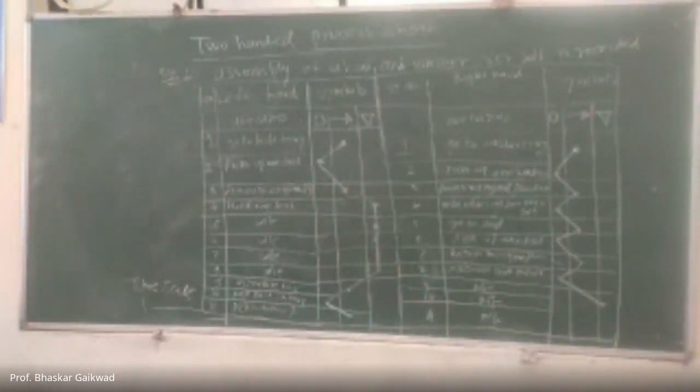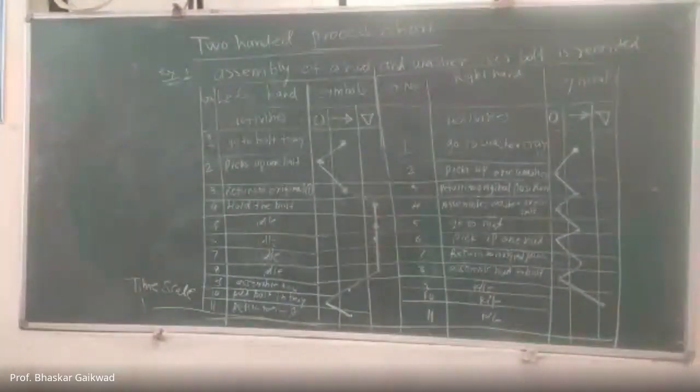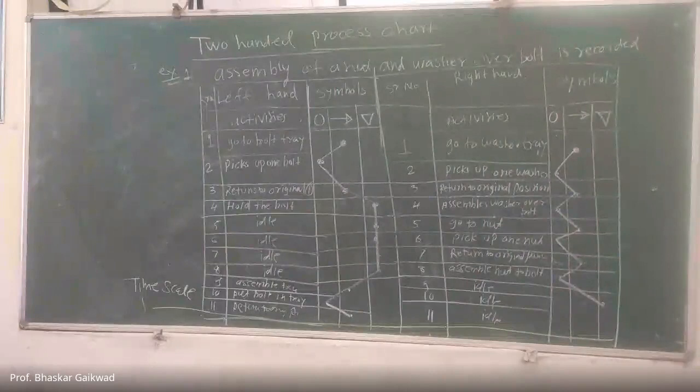And at the bottom there is a time scale. It means for each activity, how much time is there, that you have to note down. And from these things, we come to know how much time is taken by the left hand side, how much time by the right hand side. And from this we can judge how much time one hand remains idle. Is it possible to reduce this idle movement, or is it possible to give equal effort to left hand and right hand side? That you have to search with the charts. So this is about the two-handed process charts.